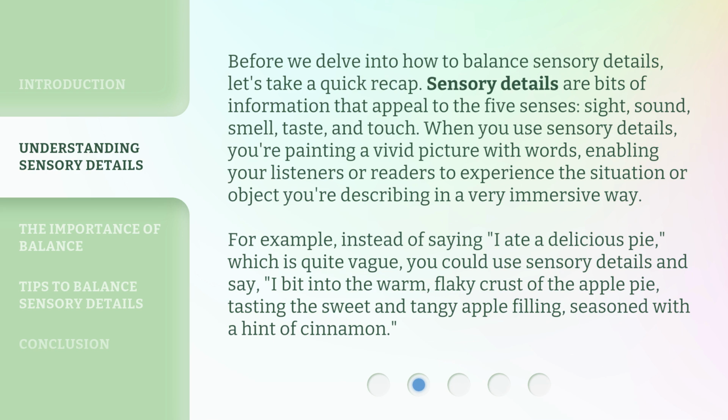For example, instead of saying, "I ate a delicious pie," which is quite vague, you could use sensory details and say, "I bit into the warm, flaky crust of the apple pie, tasting the sweet and tangy apple filling, seasoned with a hint of cinnamon."